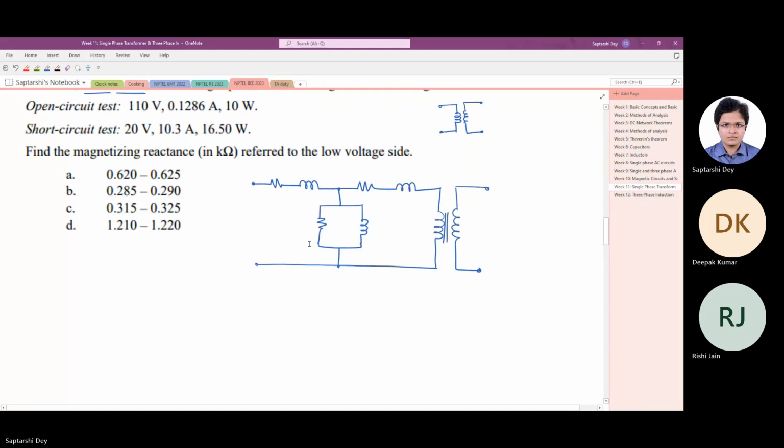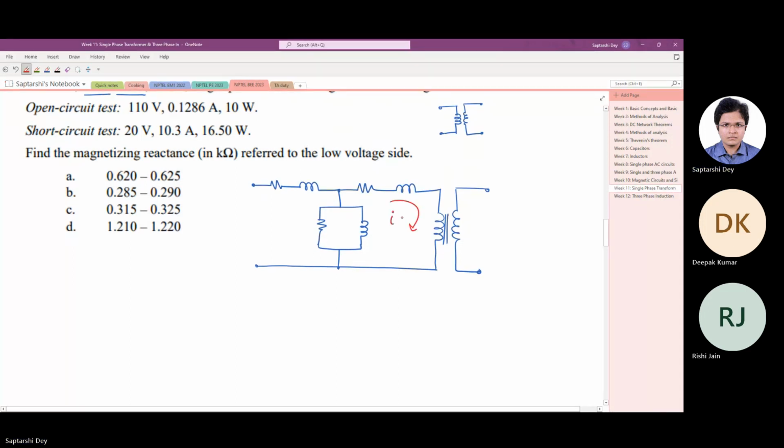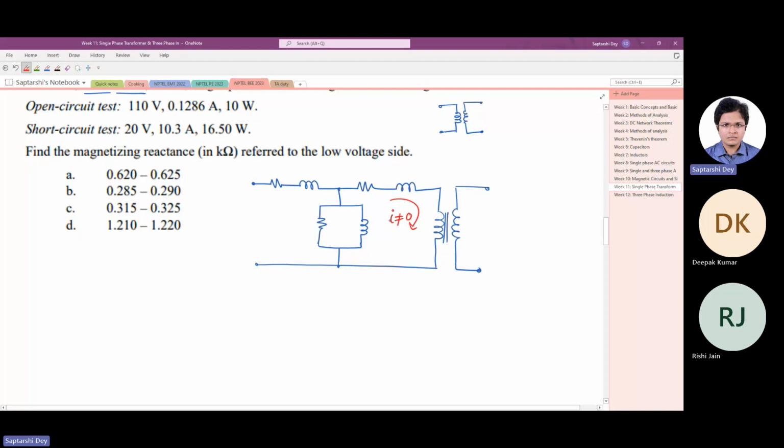All right. Now this is done at the low voltage side. Since this is open circuited, the transformer draws very small amount of current, because there is no load current here. So the current in this loop is zero. The only current that the transformer draws is magnetizing current. So the drop in this impedance can be neglected in open circuit test.